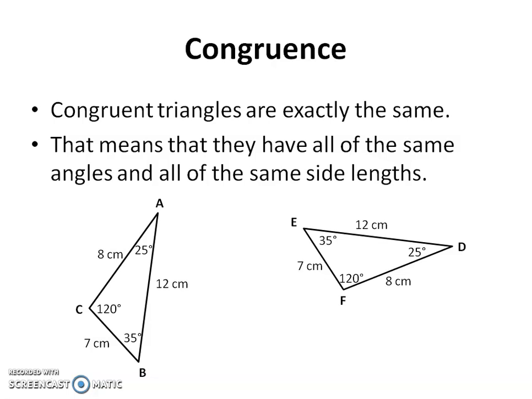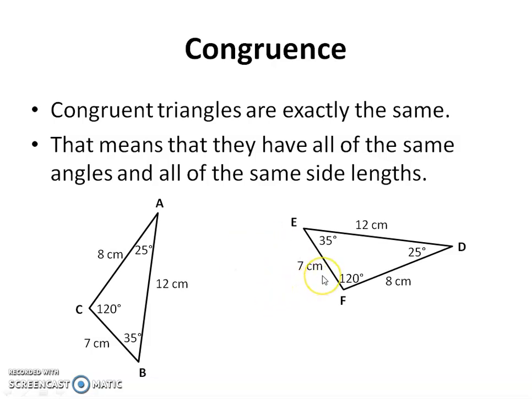are congruent. They each have a 7, 8, and 12 side length, and they each have a 25, 35, and 120 angle. They're exactly the same. You might be asking, what happens if they have the same side lengths but in a different order? Depending on how you look at it, if you're reading it clockwise or counterclockwise, or from the top and then to the bottom, or to the top and to the right, it might look like they're in a different order, but they're actually the same.